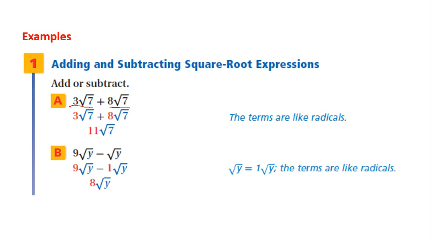Also here, 9 radical y minus radical y. What is the coefficient here of radical y? It is, of course, 1, not 0. Be careful. It is not 0 radical y. It is 1 radical y. So we subtract 9 minus 1, which is 8 radical y.